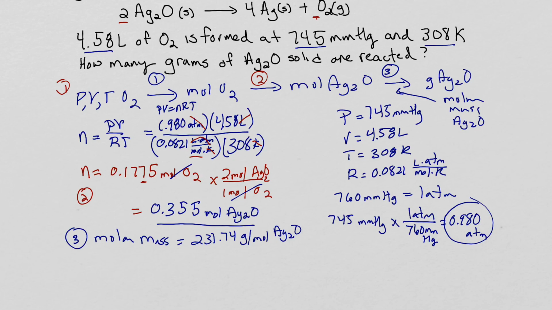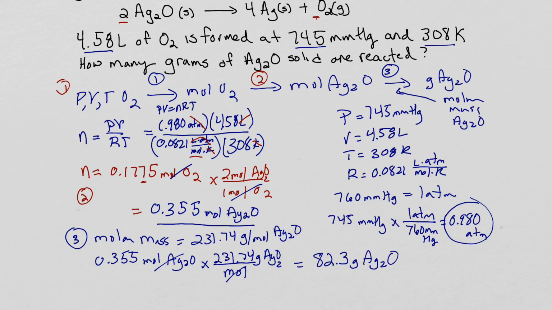So then we're going to do our conversion. We have 0.355 moles of silver oxide times 231.74 grams per 1 mole, and so my moles cancel, and we end up with 82.3 grams of silver oxide at the end.